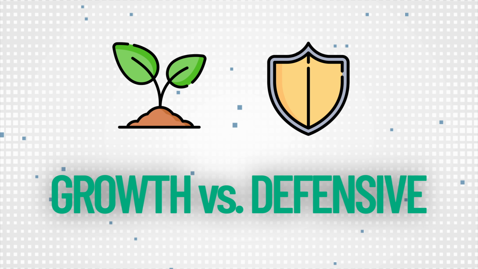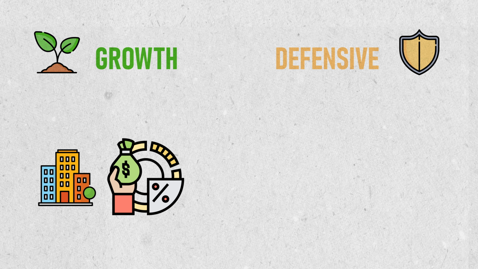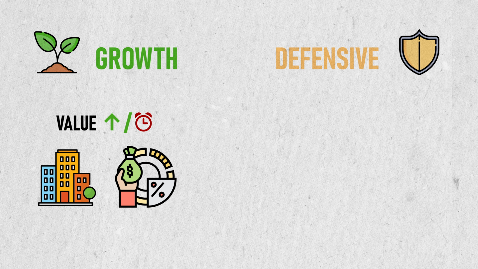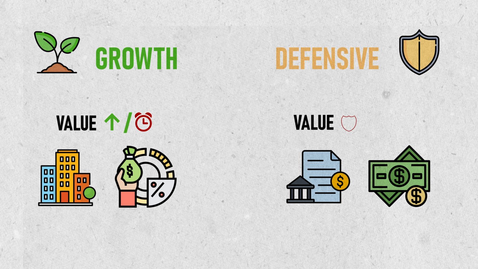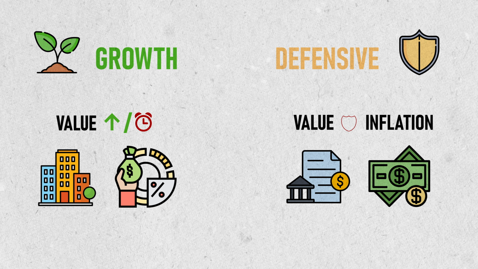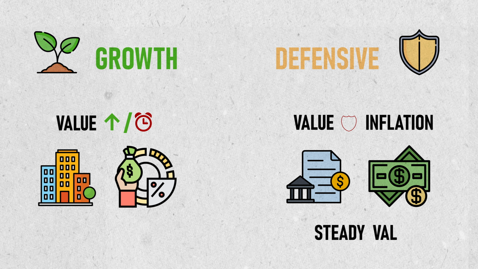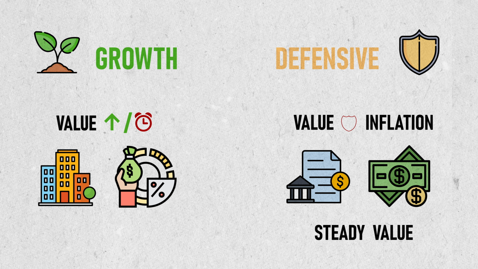Now, what are growth and defensive assets? Shares and property are considered growth assets because they are meant to grow in value over time. Bonds and cash are considered defensive assets as they are less likely to fall in value before inflation is adjusted, and their value doesn't fluctuate as much as growth assets.